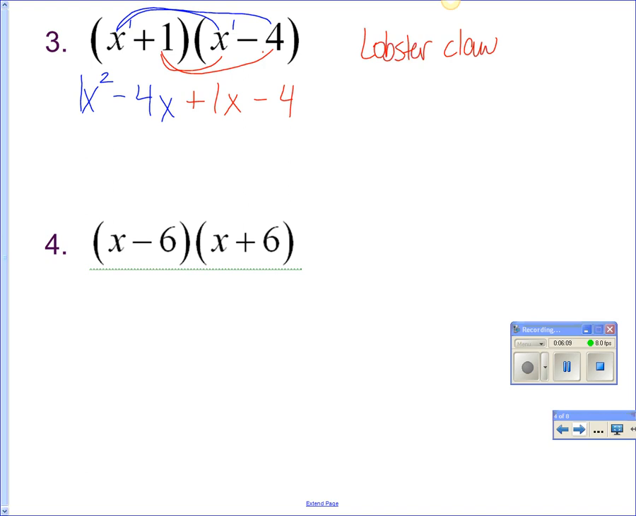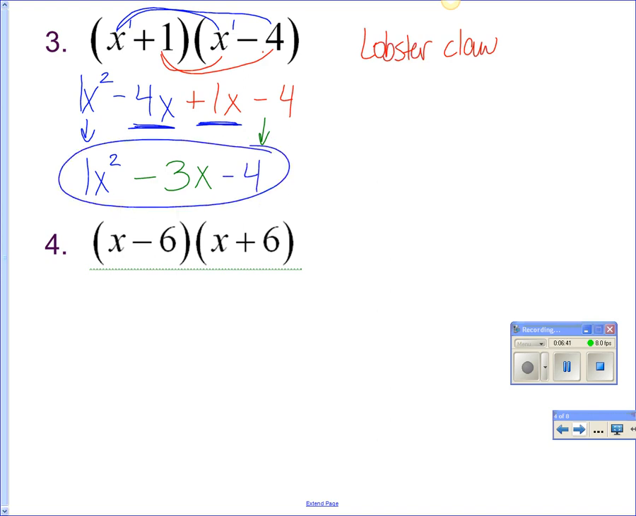Remember, always ask yourself if there's anything else you can do. Chad, is there anything up here that we can do? Very good. We can put these two together. So you're going to drop down 1x squared. You're going to put these two together. Negative 4 plus 1. Anybody? Good. Jesse, negative 3, and put an x with it. And then drop down your minus 4. So that's your answer. Okay.